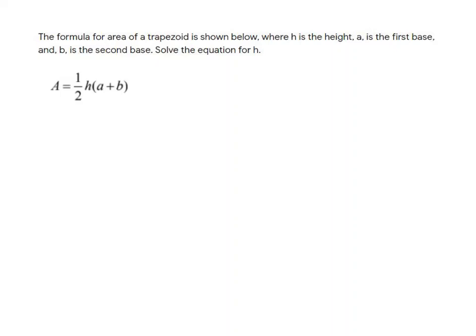Level 10, we are cruising along here. This one is a literal equation. The formula for area of a trapezoid is shown below. H is the height, A is the first base, B is the second base. Solve the equation for H.